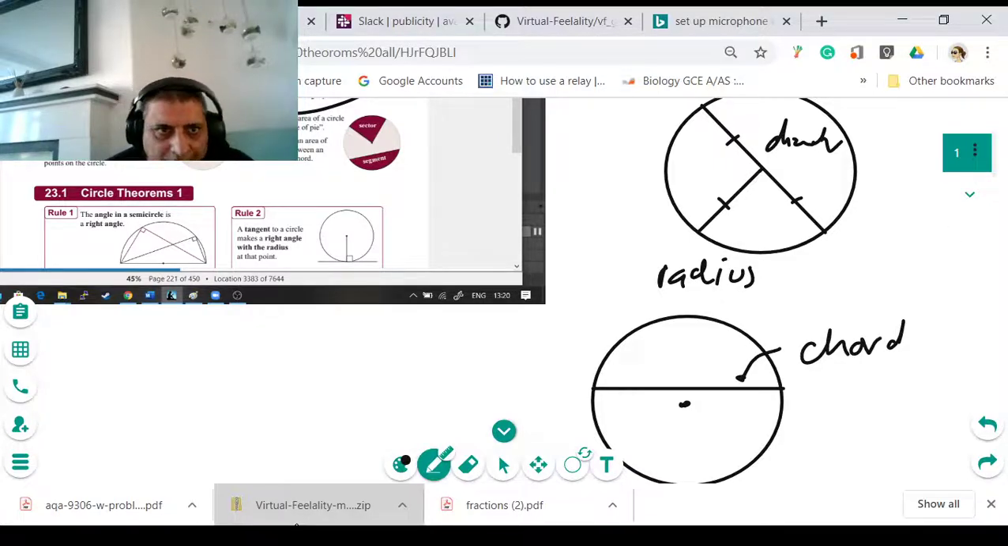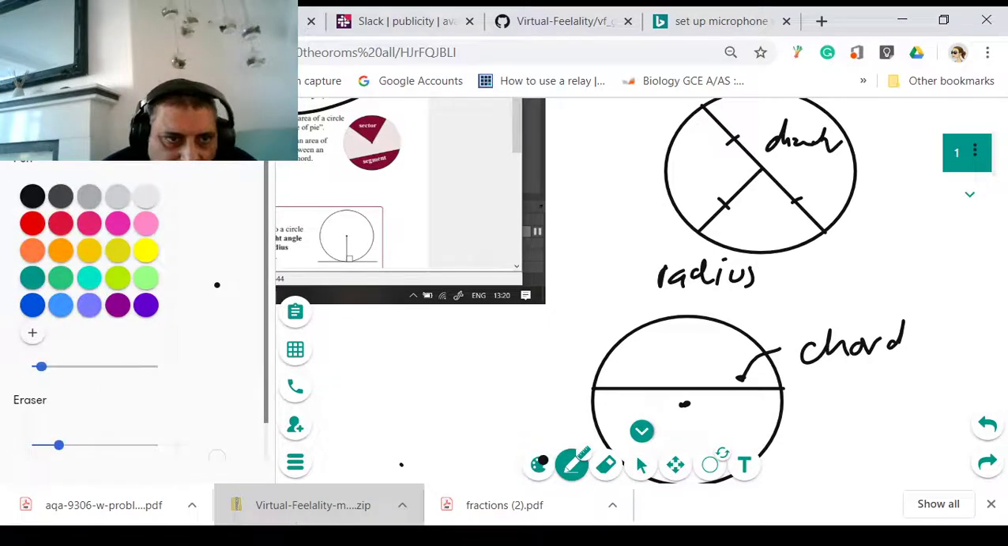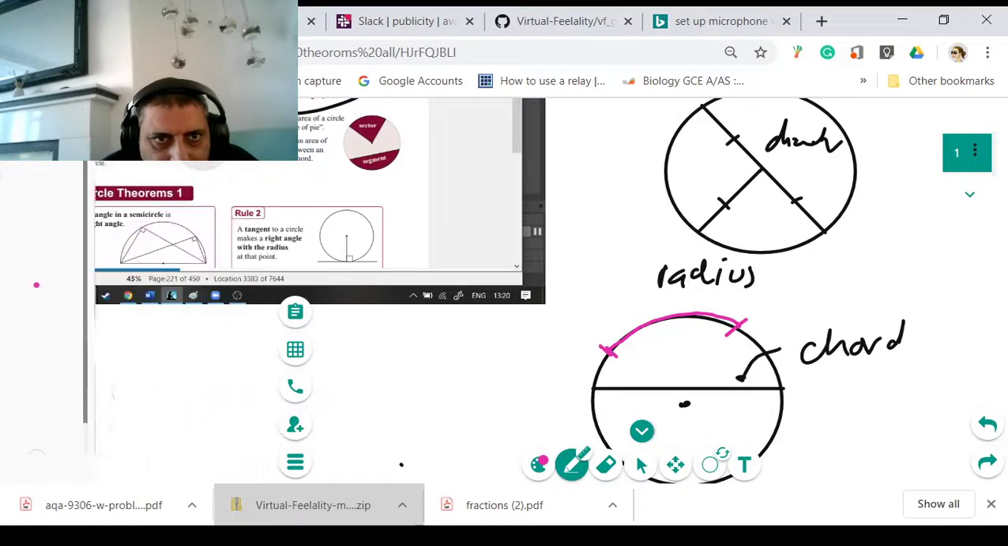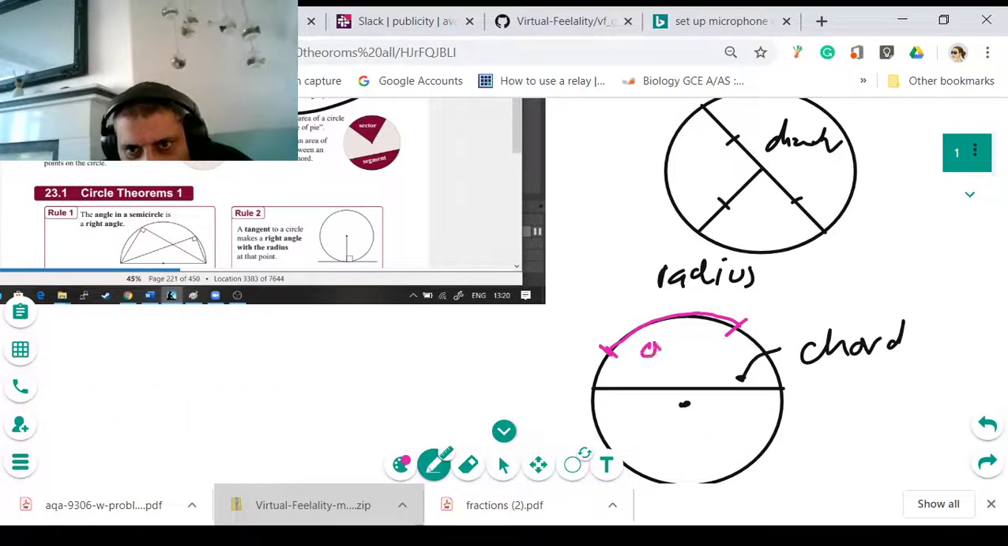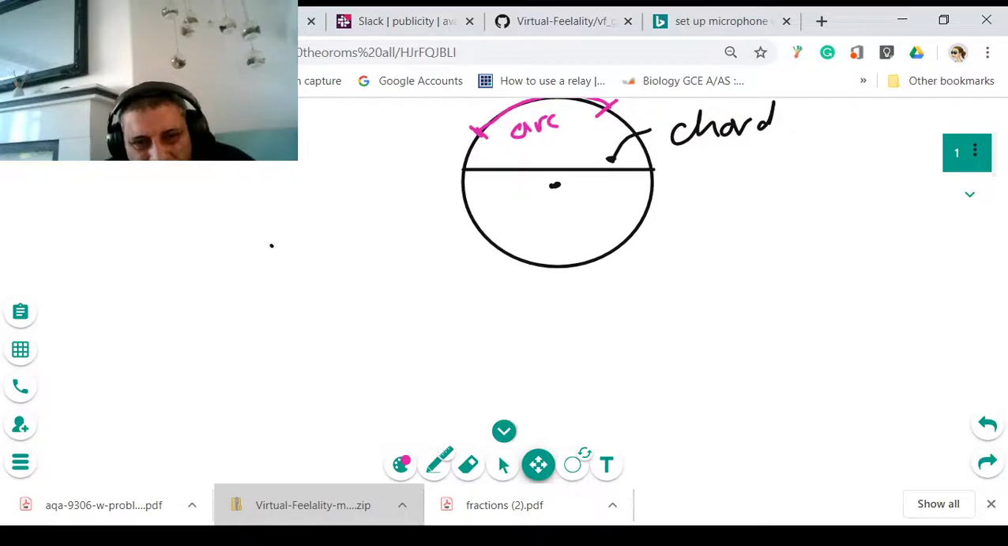A chord. Now, the other one where we have part of the circumference, let's change colour. Let's do my favourite colour, baby pink. So you've got part of the circumference, that's called an arc, or arc length. The next one, I'm just going to draw it in. You probably won't see it like this. They like to throw it in with a radius. Do you know what? Why not? Let's do both. Pink, nice.